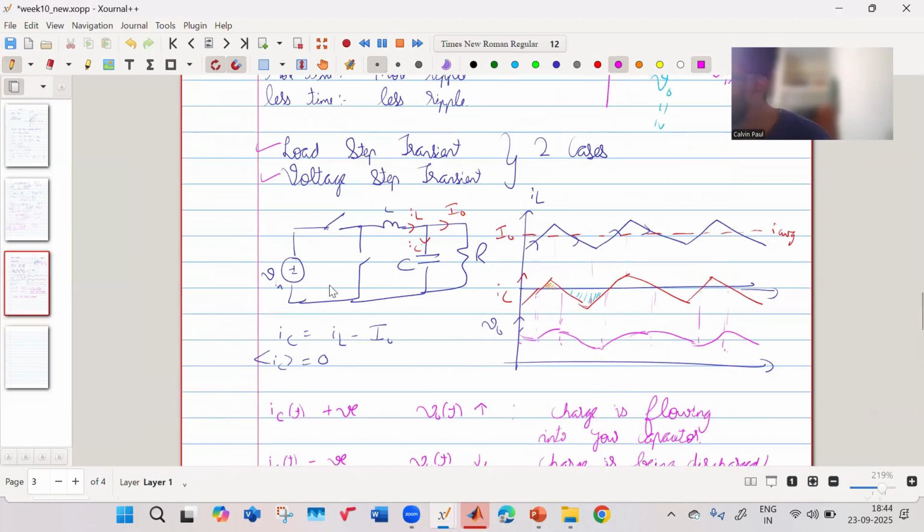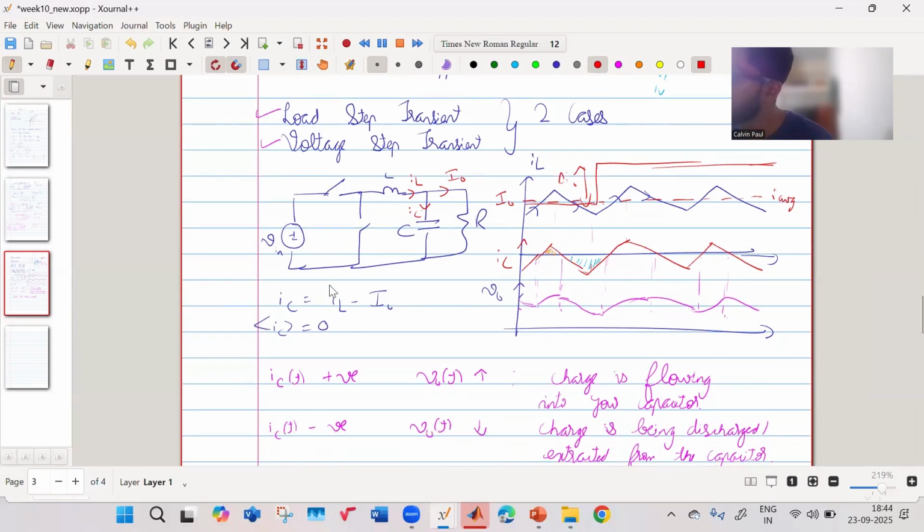Let me do drawing here itself. So your load current was like this. Suppose it was like this. It suddenly changes like this. That means there has been a step up for your load current. When there's such a step up in your load current, what will happen is your IC will become negative more, become more negative, and then it will slowly start coming up.